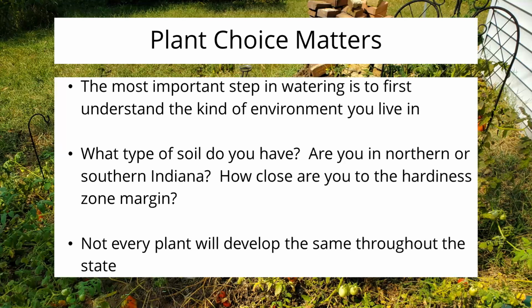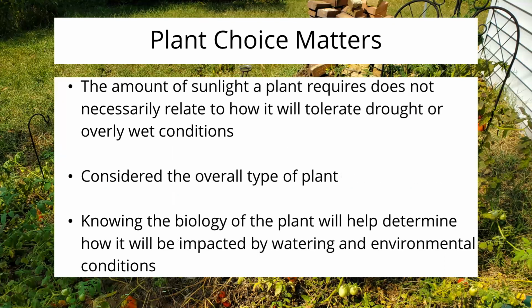This brings me to that third point, that not every plant is going to develop the same throughout the entire state. The tomatoes I grow in Vigo County are not going to look like the tomatoes someone else may grow in Clay or Owen County. There are different things that we're going to be combating because of those different environments. One of the first things to note here, and this is particularly important to watering, is the amount of sunlight a plant requires doesn't necessarily relate to how it's going to tolerate drought or overly wet conditions.